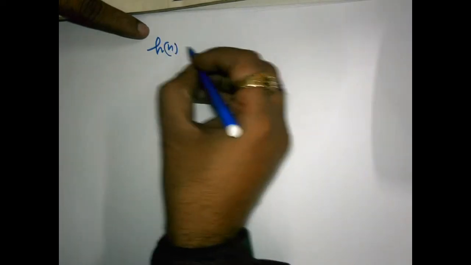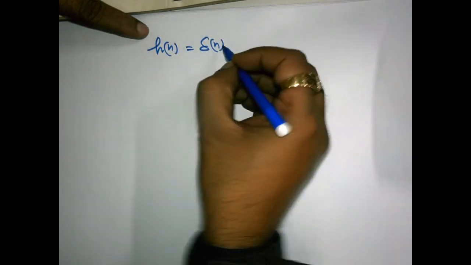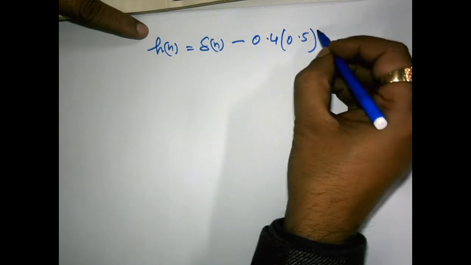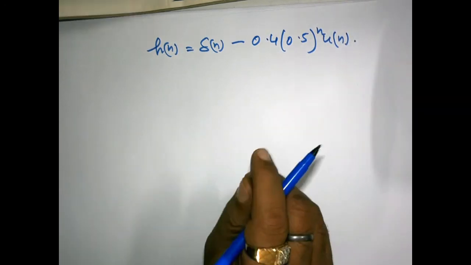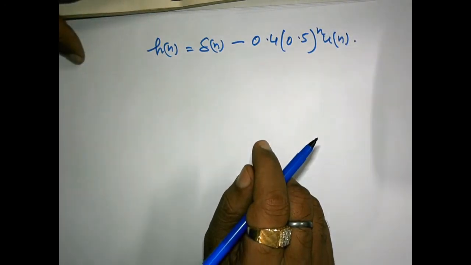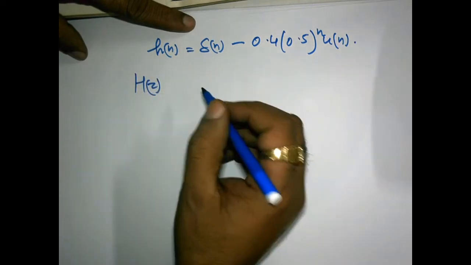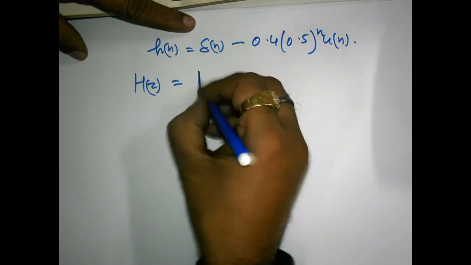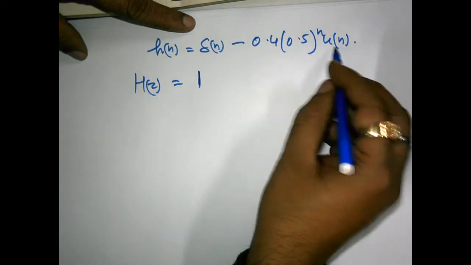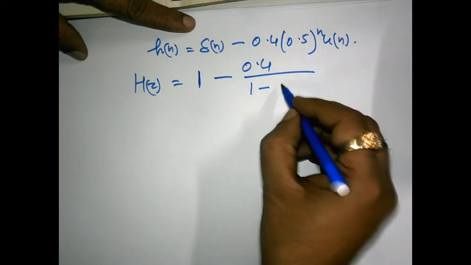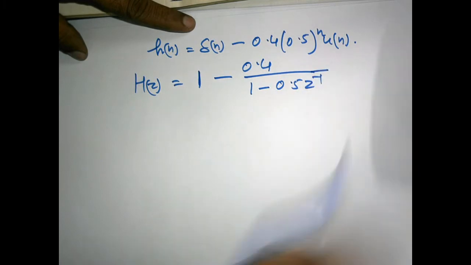Suppose h[n] is given to us like this: h[n] = δ[n] − 0.4 (0.5)^n u[n]. Let us evaluate the other forms for this. So H(z): if you take the z transform, the z transform of δ[n] is 1, and for the second term we use α^n u[n] ↔ 1/(1 − α z^-1), giving −0.4 / (1 − 0.5 z^-1).